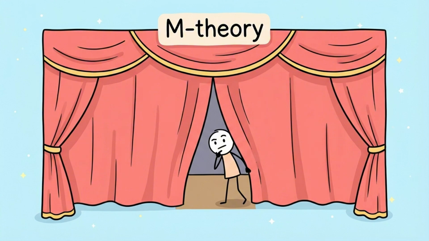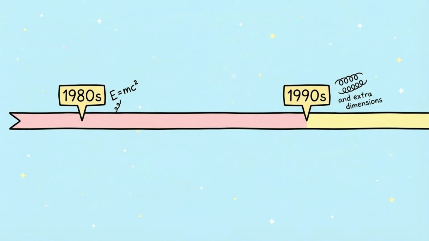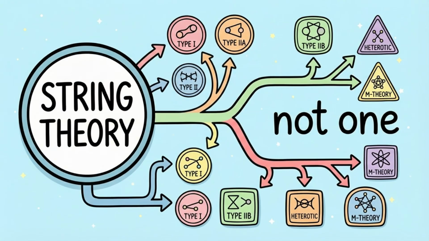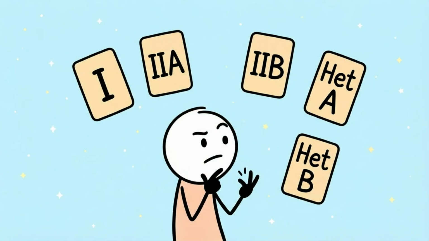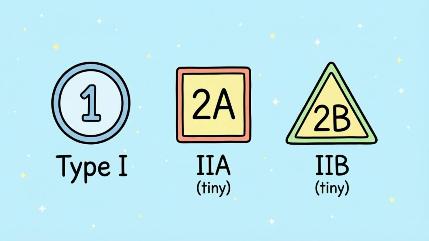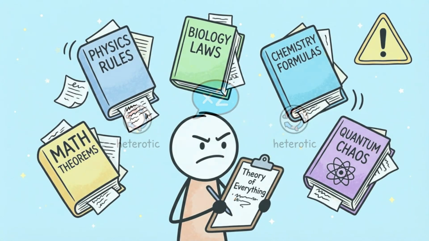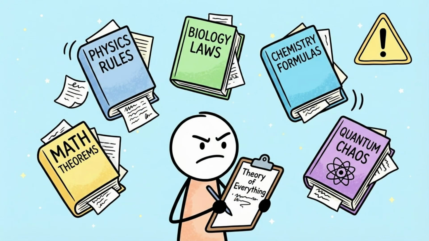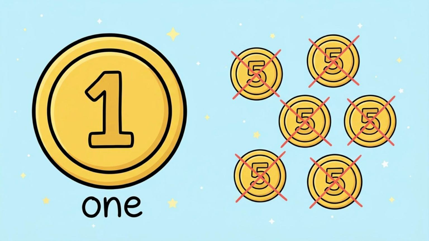Now, here's where M-theory enters. In the 1980s and early 1990s, physicists discovered something awkward. There wasn't just one string theory. There were 5 consistent superstring theories, each with its own rules. They're usually listed as type I, type IIA, type IIB, and 2 heterotic versions. That sounds like a problem, because the dream was one theory of everything, not 5.